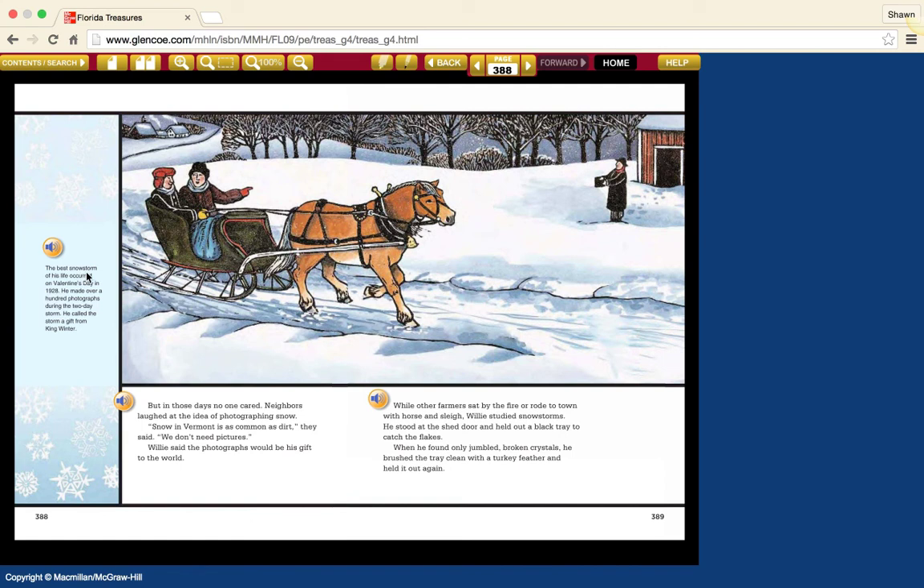So it said the best snowstorm of William Bentley's life occurred on Valentine's Day in 1928. He made over 100 photographs during the 2-day storm. He called the storm a gift from King Winter. And you have to remember, now we can take 100 pictures probably in a minute because we have digital cameras. Back then, the camera he had, it was a lot of work just to take one picture.